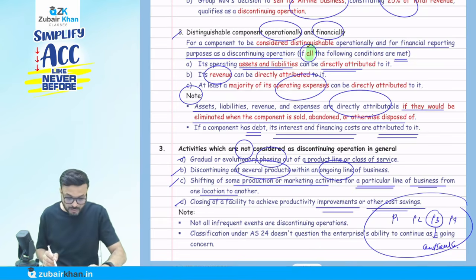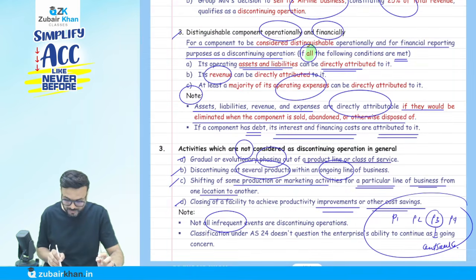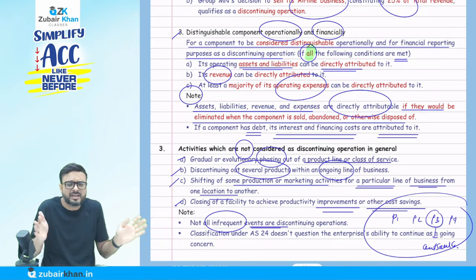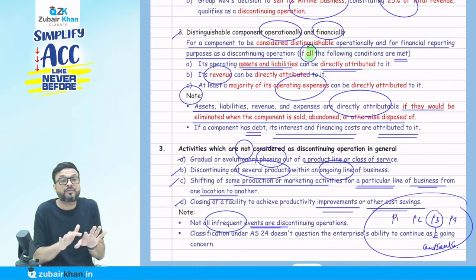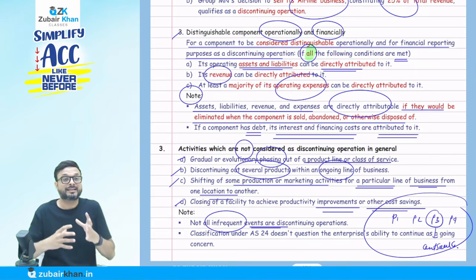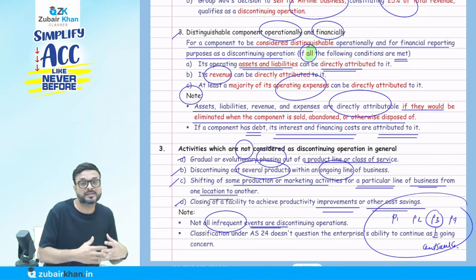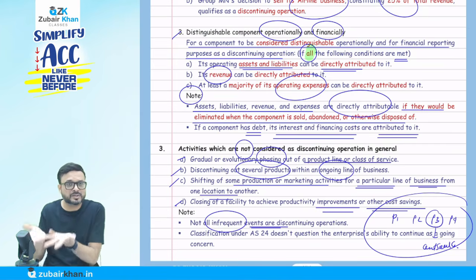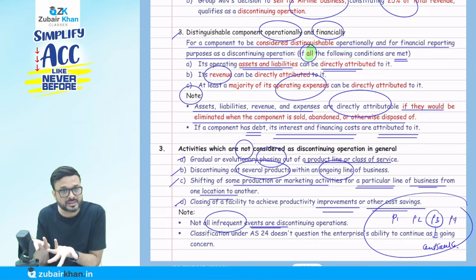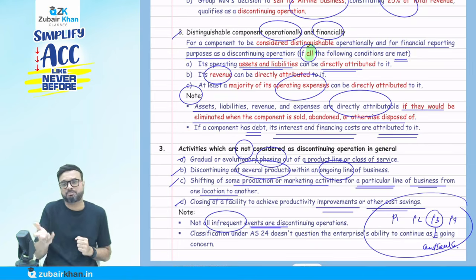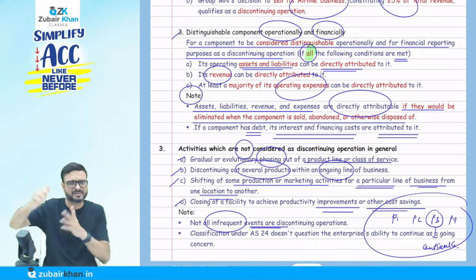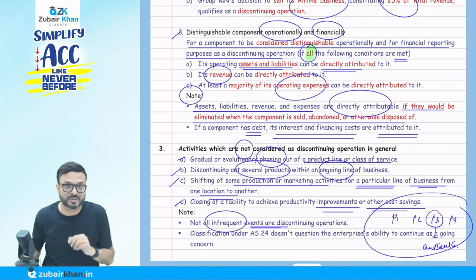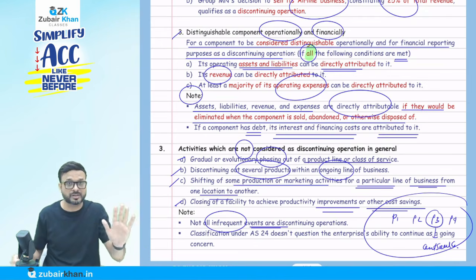Now, not all infrequent events are discontinued operations. A discontinuing operation is not going to happen regularly; it very rarely happens. So it's infrequent, not frequent. But that doesn't mean all infrequent events are discontinued operations. Say we don't sell the fixed asset regularly; rarely we sell. I purchase this mic. I don't sell this mic, as my nature of business is not to sell this mic. But it might happen after 5 years, 10 years, I say, no, let's change it. So it is infrequent, but that doesn't mean it's a discontinuing operation. All infrequent events are not discontinuing operations.